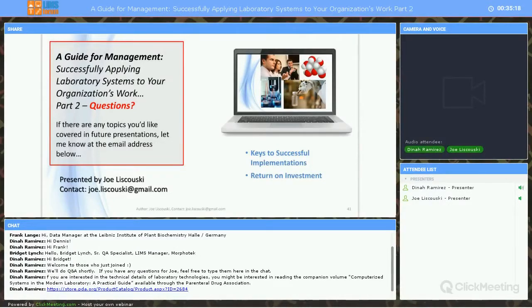I'm not seeing any questions so far, but maybe people are still thinking, so that's perfectly fine. But Joe, can you tell us a little bit more about how important it is for lab data and information integration with the rest of the organization?